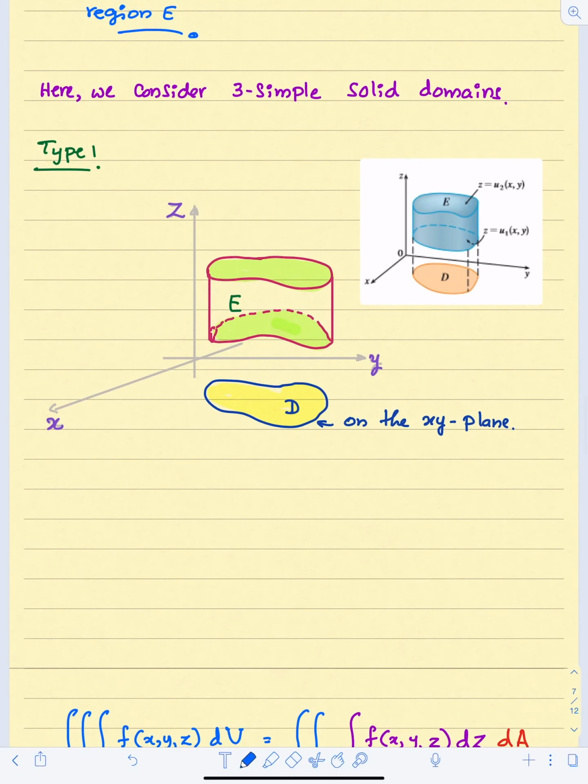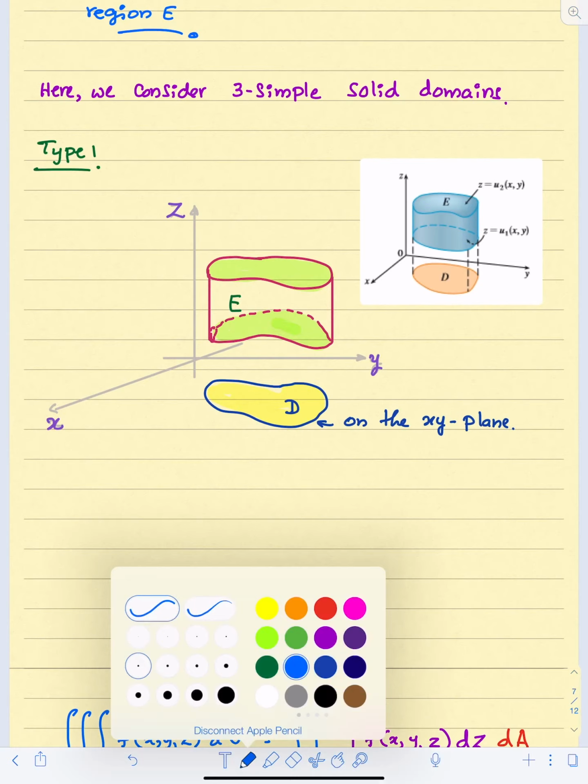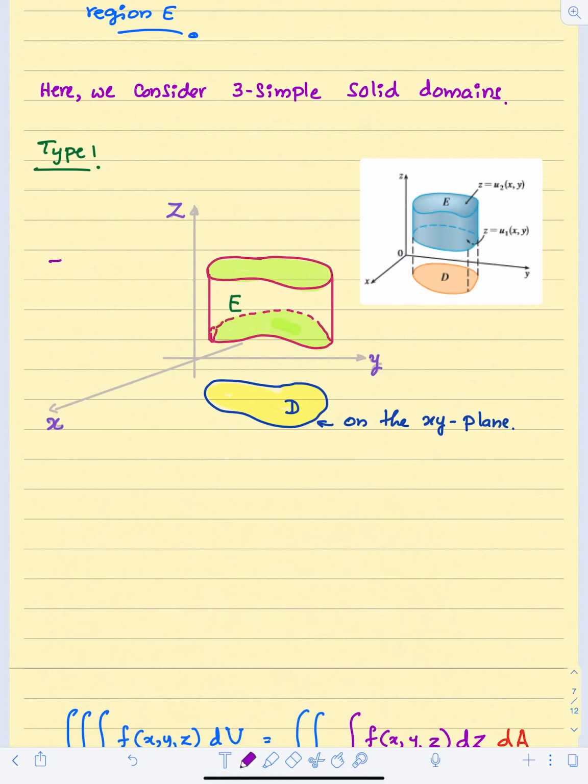in the xyz coordinate system, and this solid E has two surfaces bounded by the equations z equals u2 of x comma y. That's the equation of the top surface. The equation of the bottom surface is given by u1 of x comma y. So basically your z values are bounded by two surfaces.